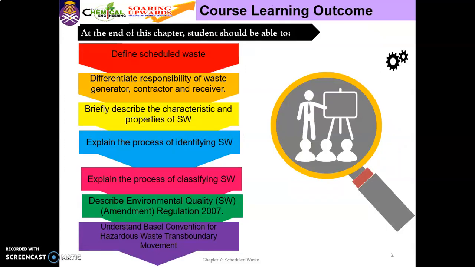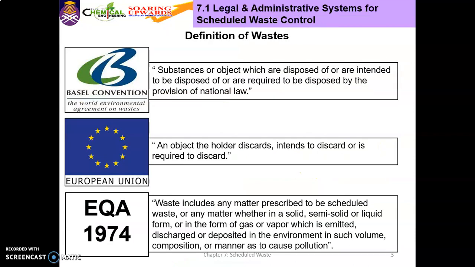So for course learning outcome, at the end of this chapter, the students should be able to define what is schedule ways, differentiate responsibility of waste generator, contractor and the receiver, briefly describe the characteristic and properties of schedule ways, explain the process of identifying schedule ways, explain the process of classifying schedule waste, describe environmental quality regulation 2007, and lastly understand Basel Convention for Hazardous Waste Transboundary Movement.